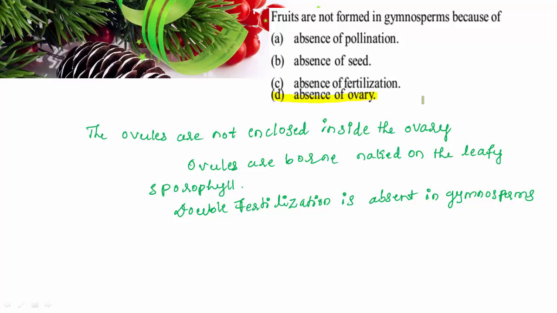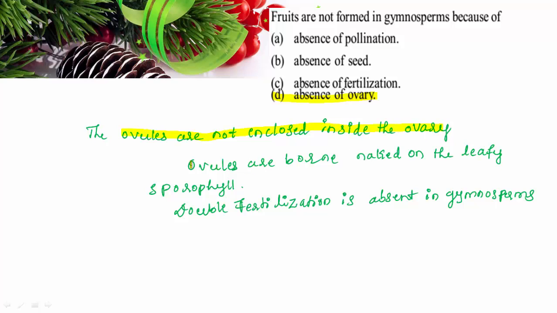Why are seeds produced in gymnosperms? Because ovules are present. Then why are fruits not produced? Because the ovary is absent. Then where are these ovules found? Ovules are not enclosed inside an ovary, because the ovary itself is absent.